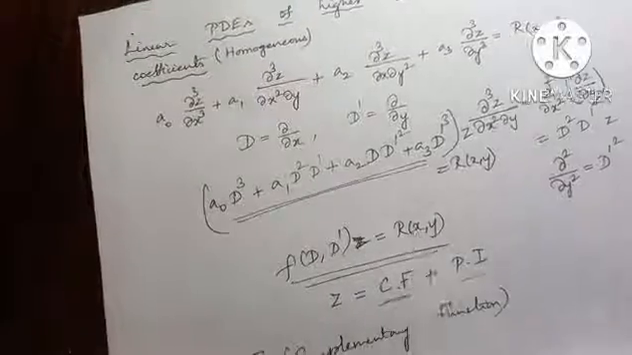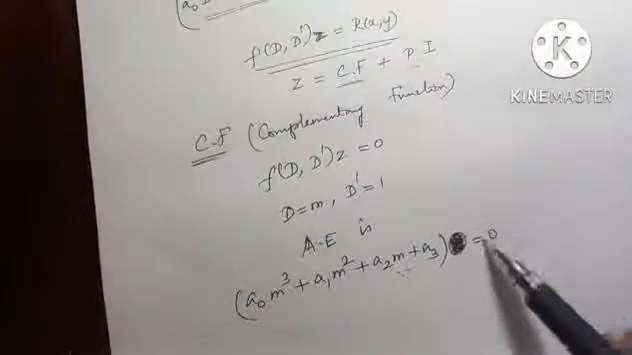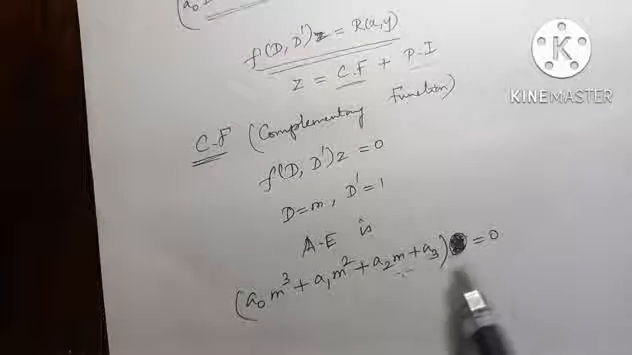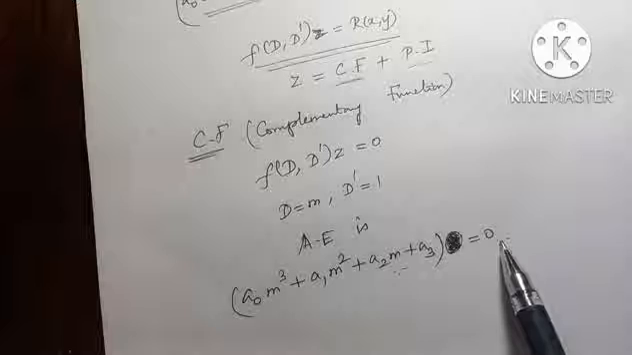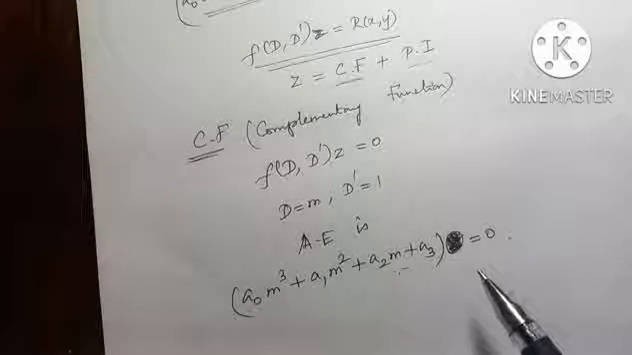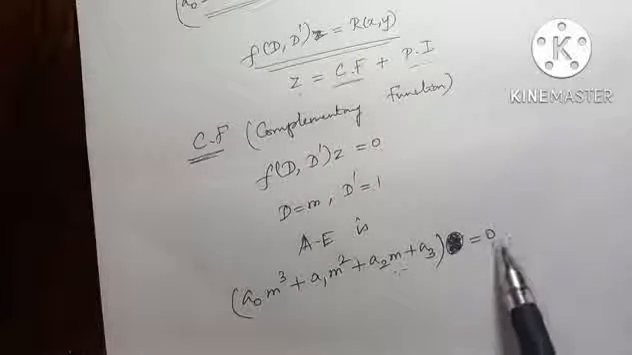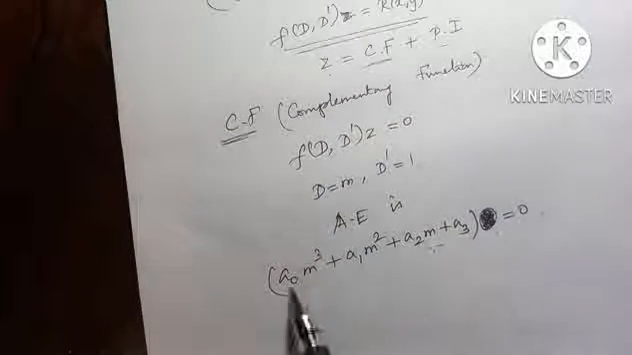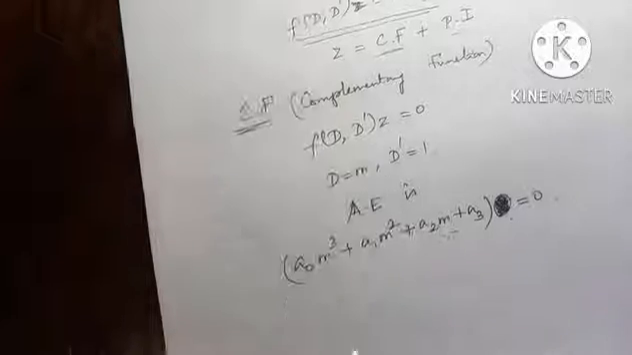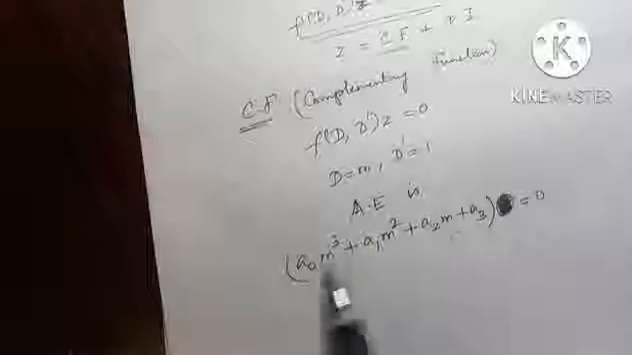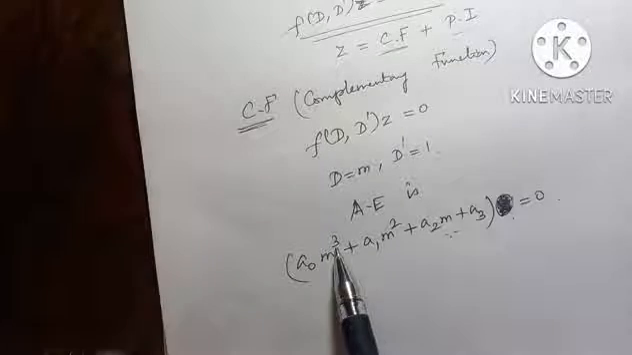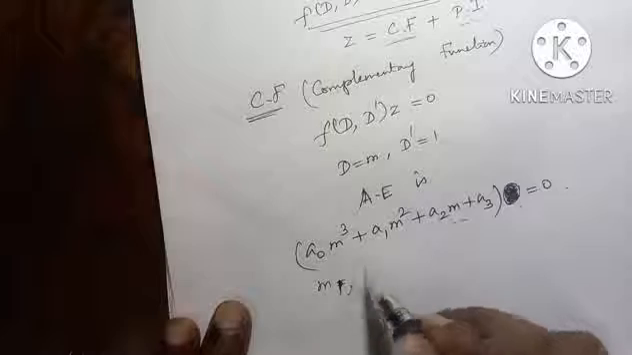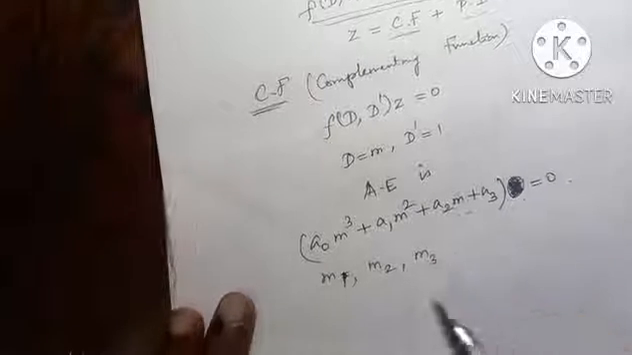If we have some function of x comma y on the right hand side, we cannot discuss whether this a into b is equal to some function. How can we say a is this? How do we get the solution? Right? That's why we equate it to 0. And we find the solution for this cubic equation. Being a cubic equation, this equation will have 3 roots. Let us assume the roots be m1, m2, m3.